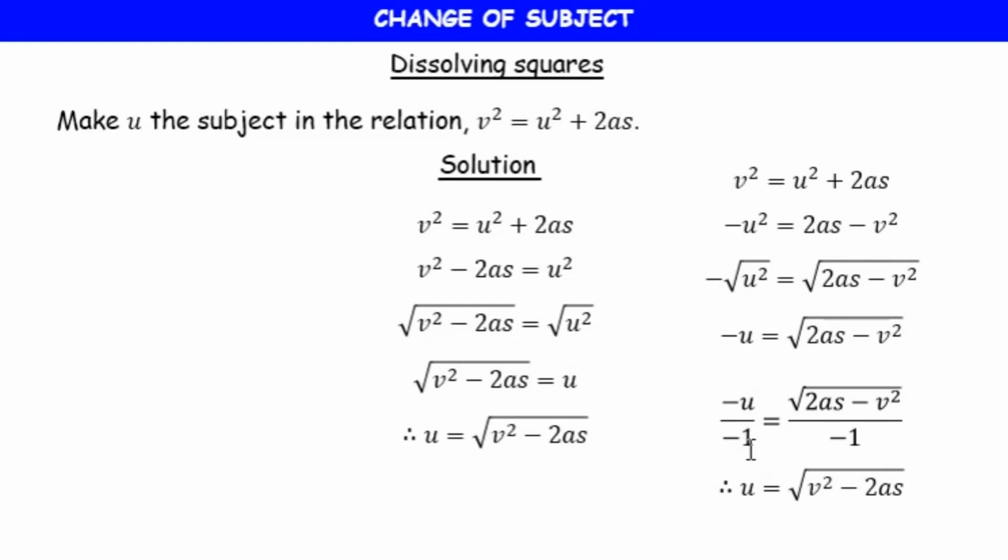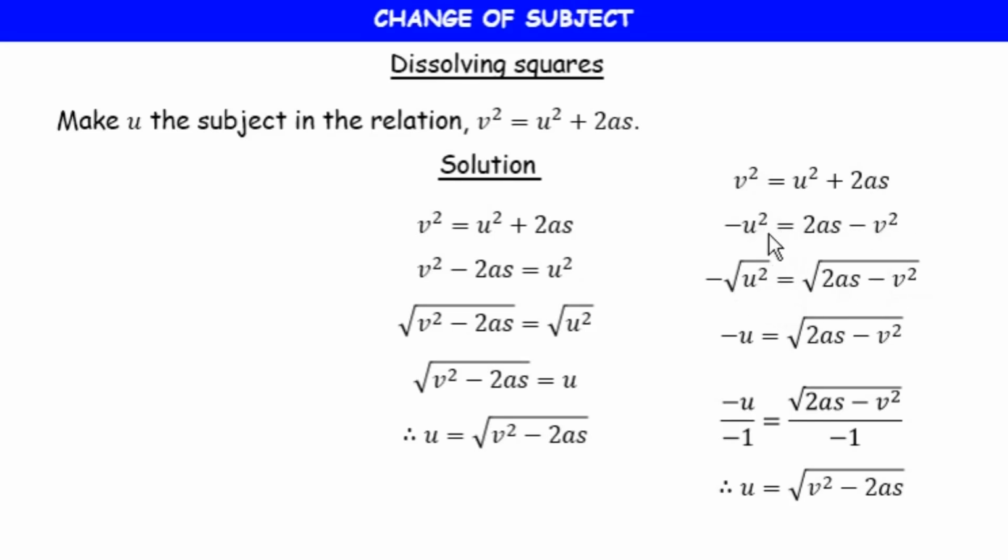Now let me show you an alternative method of solving this question. You have v squared is equal to u squared plus 2as. Here I maintain the u squared at the right side. Well, you may decide to bring the u squared to the left hand side because you are used to the subject being at the left hand side. In which case, you are going to have negative u squared, because here it is positive. You're going to have negative u squared is equal to 2as, then this one crosses and becomes negative v squared.